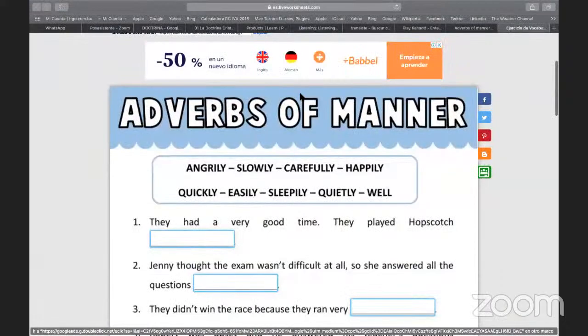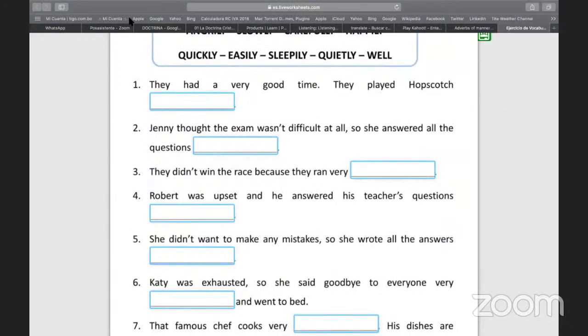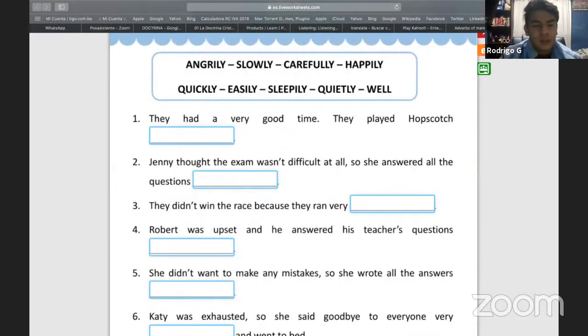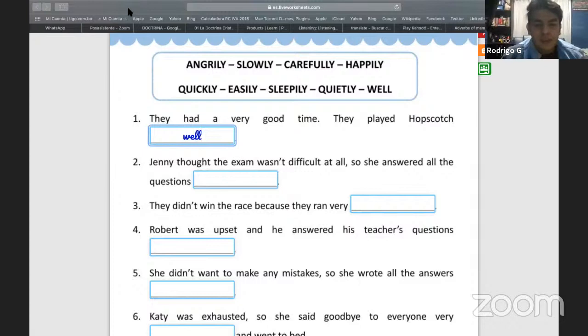Can you see my screen? Yes. Okay. Rodri, puedes empezar. Okay. They had a very good time. They play hopscotch well, maybe. Well, yes, okay.